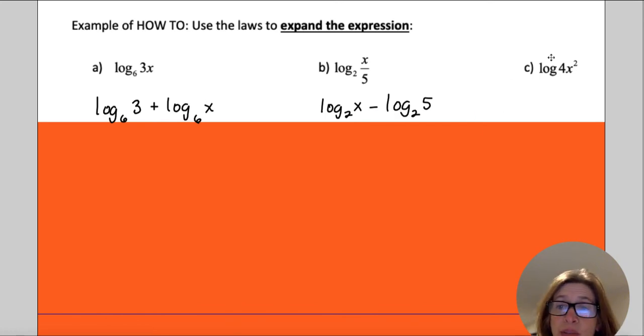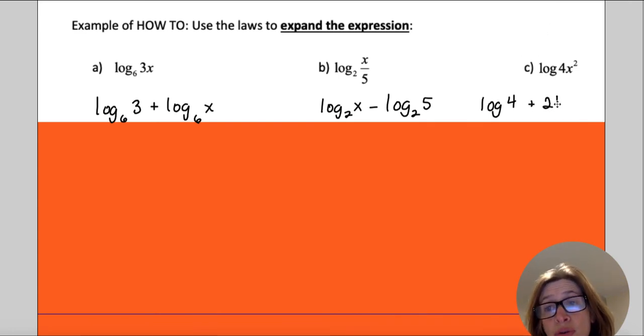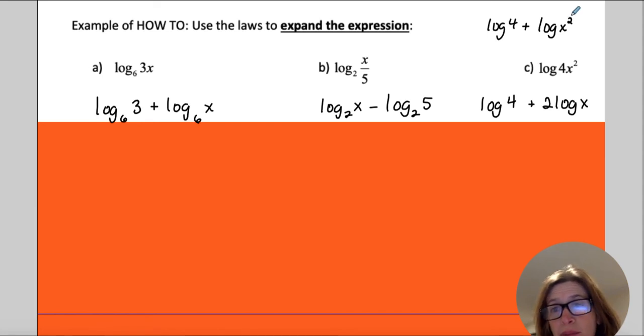All right, this next one, I've got a couple things going on. I have 4 being multiplied to x squared, and I have an exponent. So I can use two properties. I can do log 4. Remember, it's a common log. The base is 10. So log 4 plus 2 log x. I did that in one step. It was really log 4 plus log x squared, and then I used that property where I could bring that square into the front. All right, you're going to do D, E, and F.